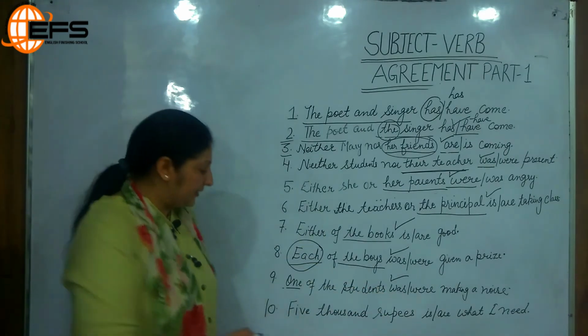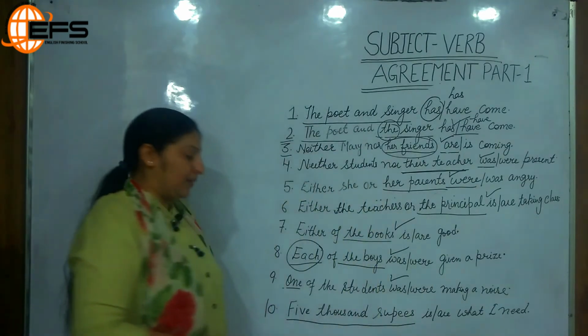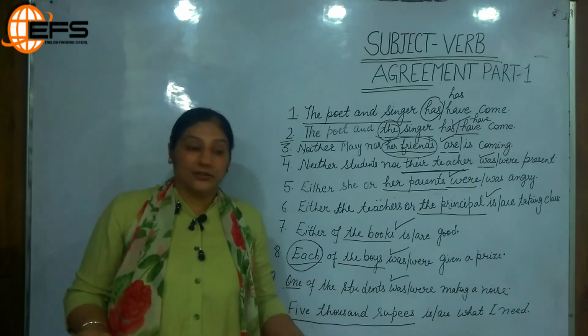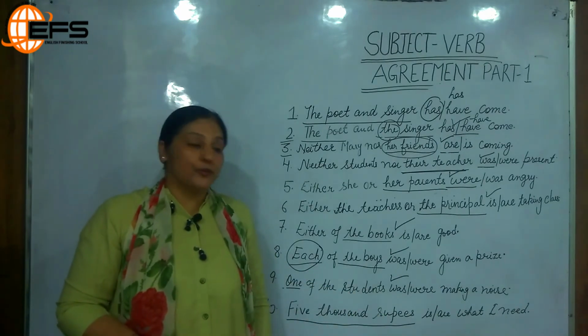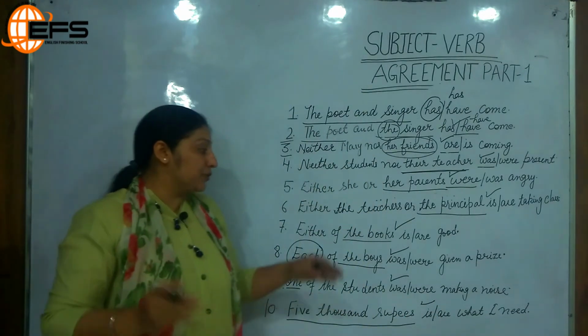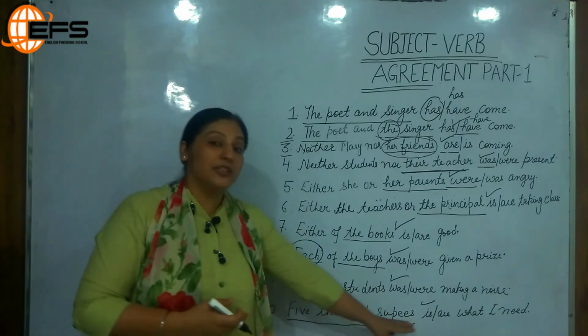Last but not the least, 5,000 rupees. This is our subject. 5,000 rupees. Now what would we say? Here we will say is correct. 5,000 rupees is what I need, because it is an amount. We need to talk about a particular specific amount.